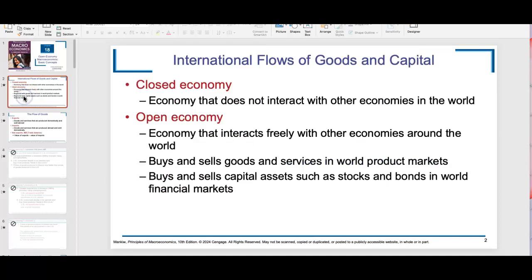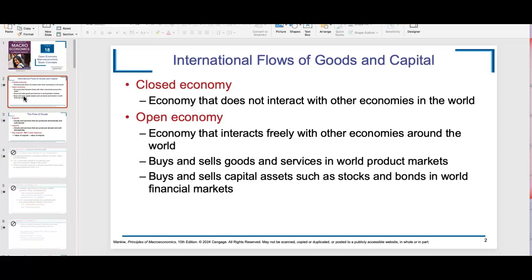So originally, in the closed economy, I said we don't have an economy that interacts with the world, right? Like, say, for example, North Korea. The US is an open economy. It's an economy that interacts with other economies around the world, buys and sells goods and services in world product markets, and we sell and buy capital assets, so stocks, bonds in financial markets.